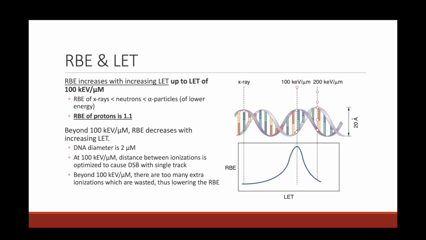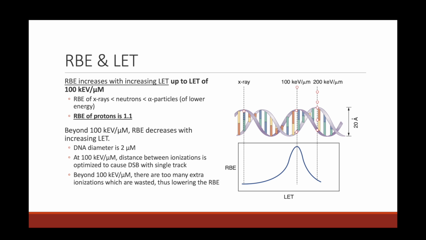Now, the RBE of X-rays is less than that of neutrons, which is less than that of alpha particles of lower energy, as long as the alpha particles have an LET less than 100 keV per micrometer. And that makes sense because, remember, RBE increases with increasing LET up until 100 keV per micrometer. Another important fact to memorize is that the RBE of protons is about 1.1. So protons have a very similar RBE to photons, but their RBE is about 1.1. So whenever we're dosing with protons, we have to keep that in mind, that their RBE is 1.1. The exact clinical importance of that is probably a little bit beyond the scope of this lecture.